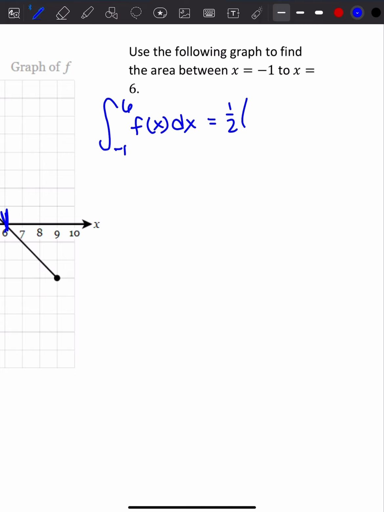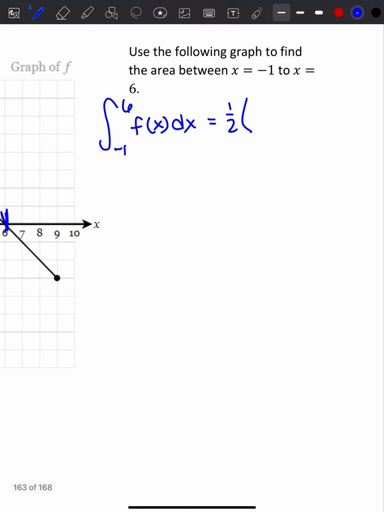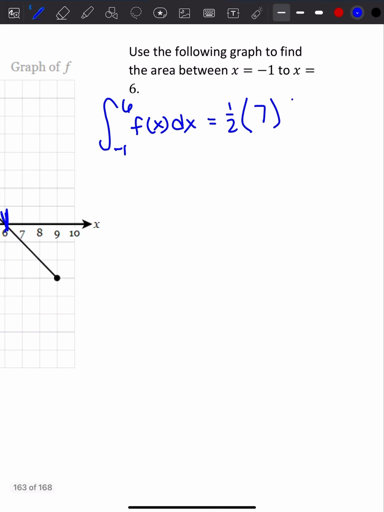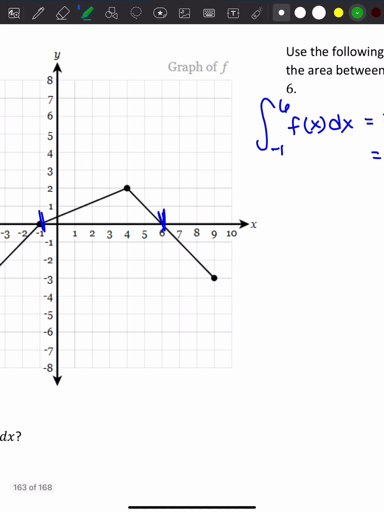So we have 1/2 times our base. Our base is this entire distance. We have our distance here is 6, but then we have one more over here, so 7, times our height. If we go from the x-axis to the highest point here, it's this distance of 2. So we have 1/2 times 7 times 2. So 1/2 and 2 cancel each other out. They become 1. So we get 7. So our area would be 7 units squared. We don't know what the units are, so we're going to go ahead and just leave it for now.